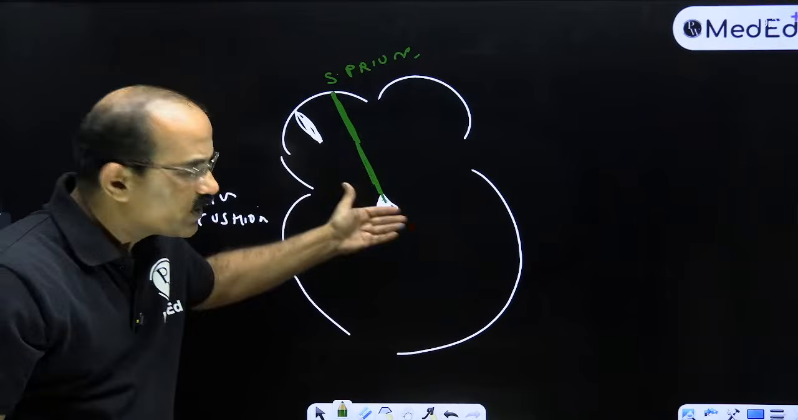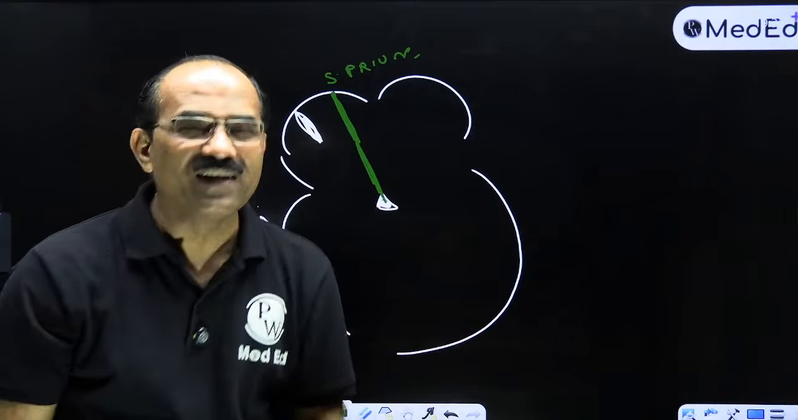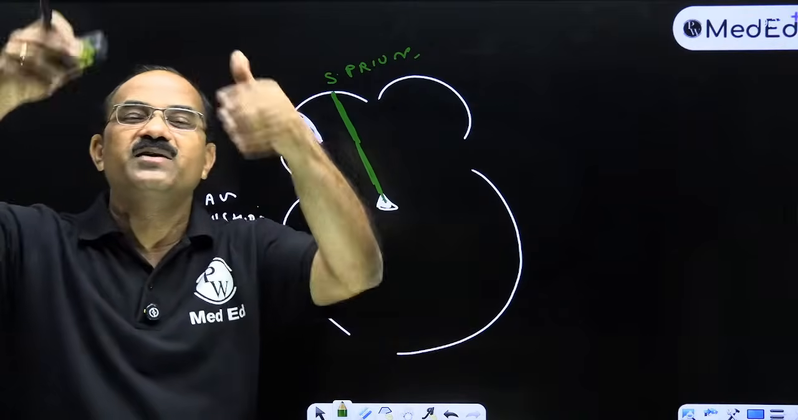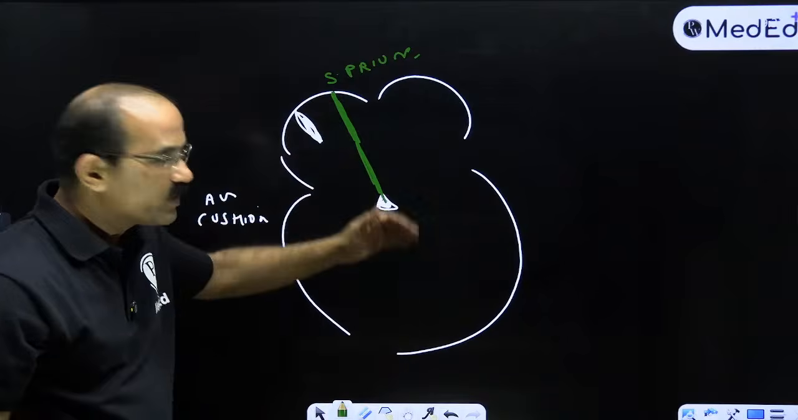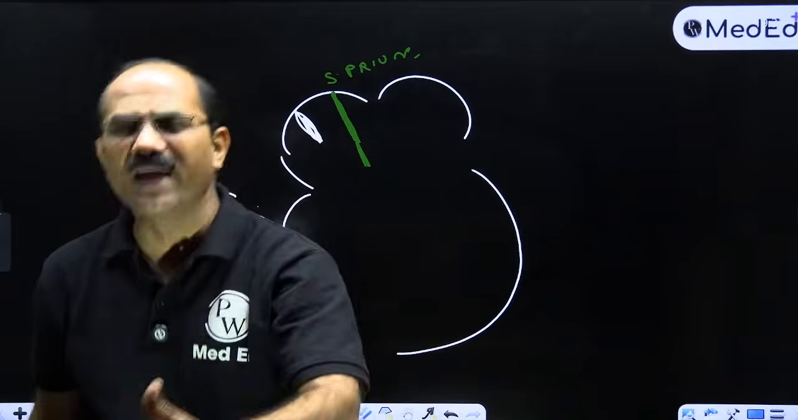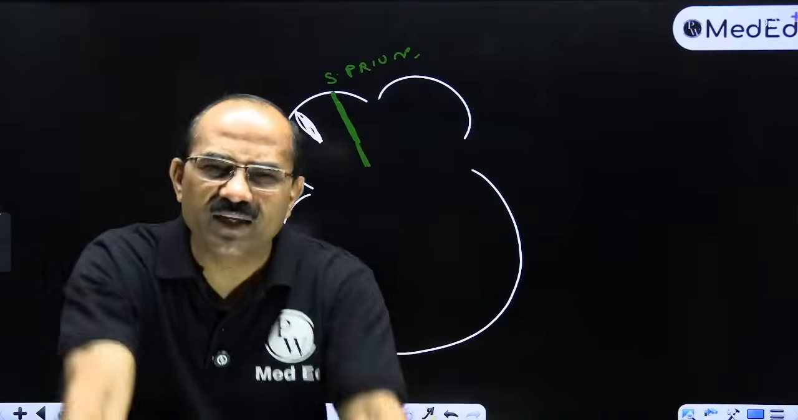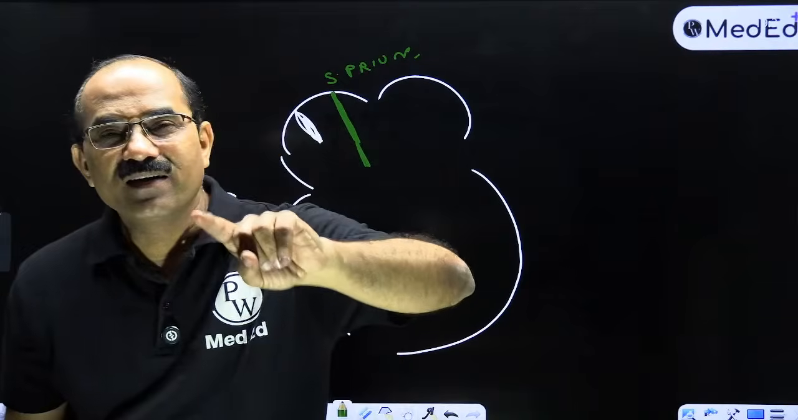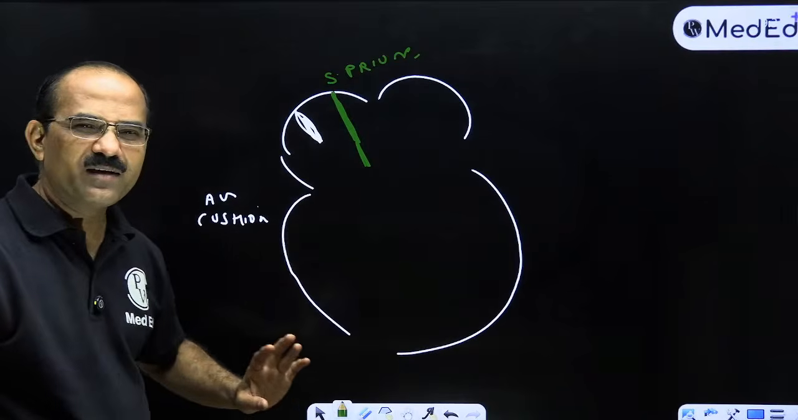If this AV cushion is not there, then where will the septum primum come and join to? Understand? If the AV cushion, the endocardial cushion, is not there, then this septum primum has nothing to hold. There is nothing for it to attach to, so there'll be an atrial septal defect. Atrial septal defect will occur, okay?